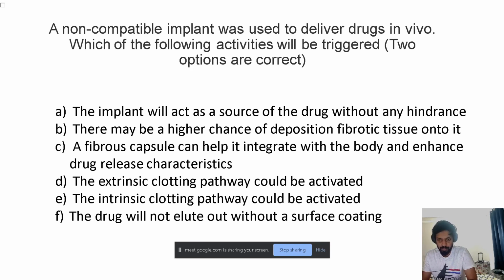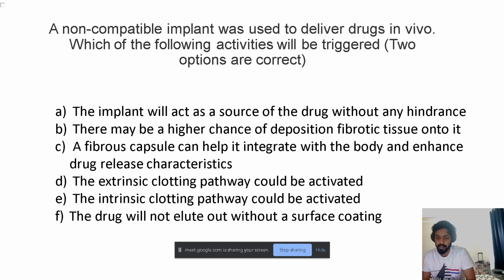Any guesses? It's a non-compatible implant, meaning some reaction is going to happen in vivo. So definitely the first option is not correct, right? The implant will not act as a source of drug without any hindrance, because if that were the case, it would be a compatible implant. Since it's non-compatible, something negative will happen that works against the drug and the implant. So the first option might not be the correct option.